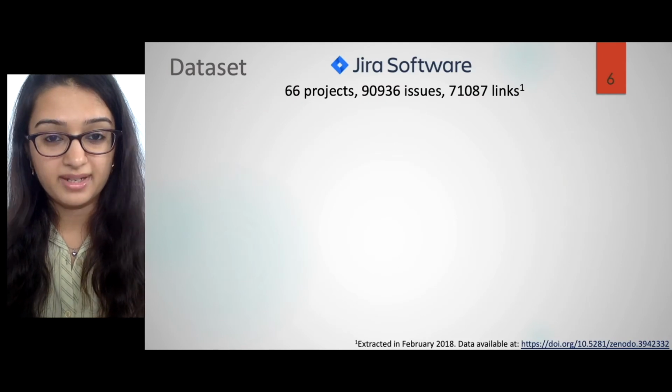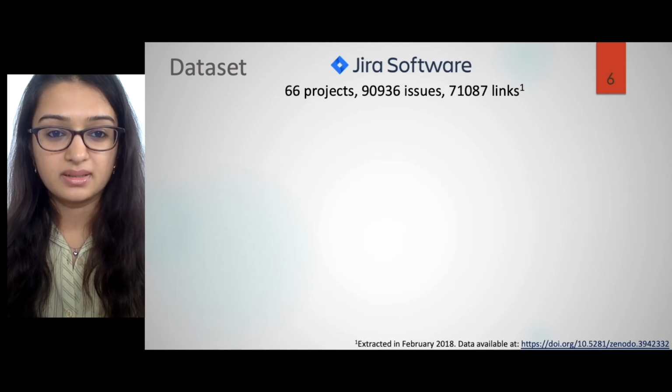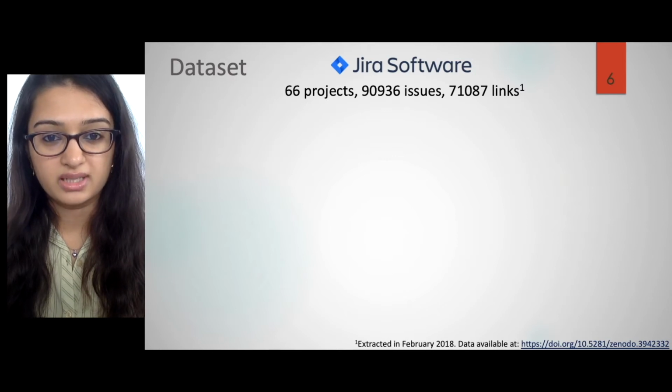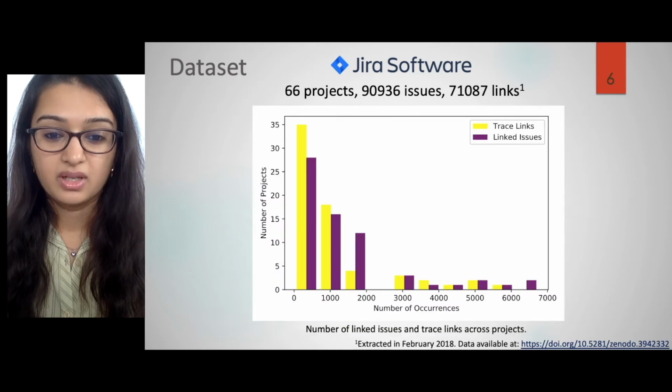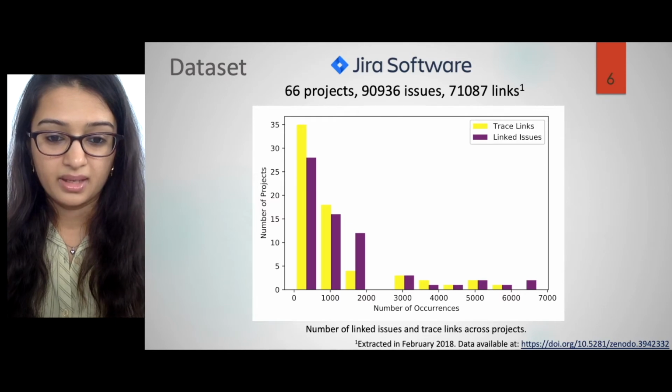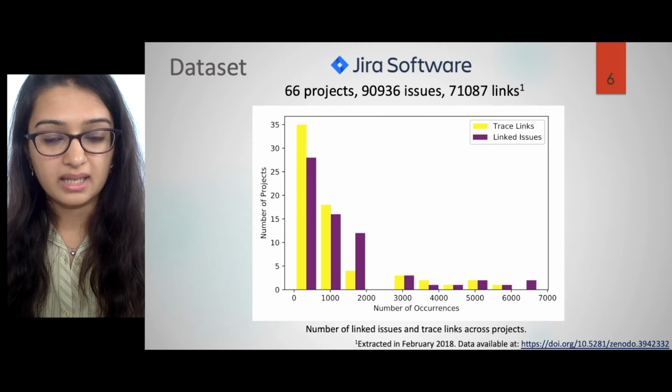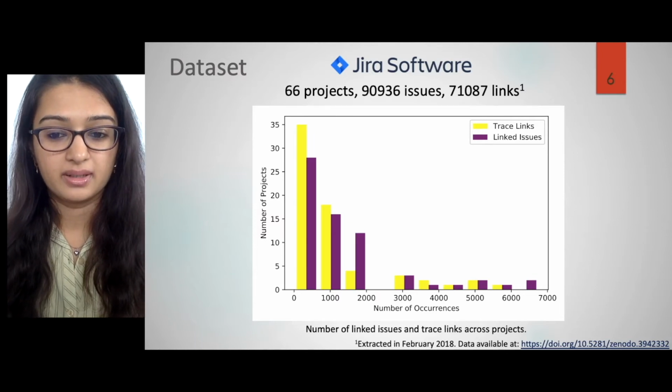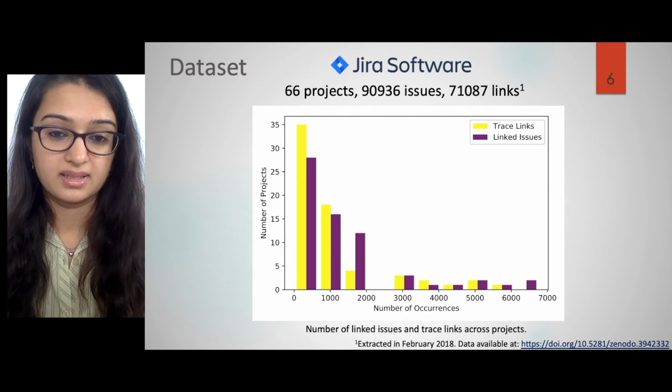To perform our exploration, we downloaded the data of 66 open source projects from the Jira software platform. This resulted in a total of about 90,000 issues and 71,000 links. This graph shows the number of linked issues and trace links across the projects. You'll notice that a majority of projects within our dataset have the number of trace links and linked issues below 2,000, and only very few have linked issues more than 6,500.